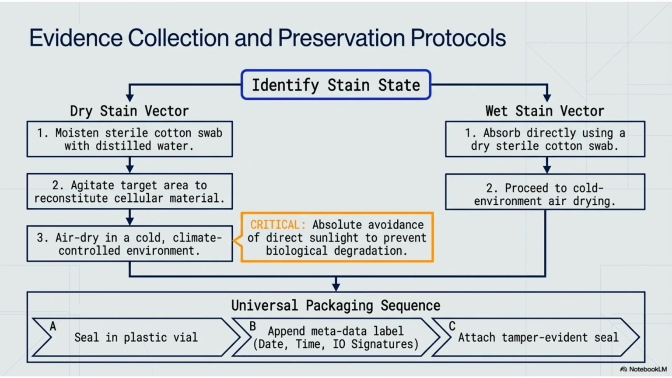Evidence collection depends on the stain state. Dry stains are moistened with distilled water, agitated, and air-dried. Wet stains are absorbed directly and cold air-dried. A critical note is the absolute avoidance of direct sunlight to prevent degradation. All samples are sealed, labeled, and sealed again.